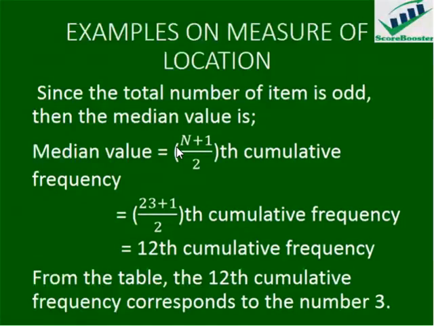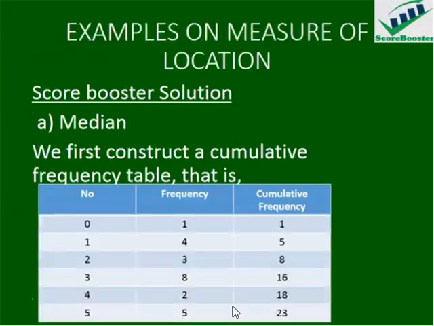So here we now use this formula. N here is the total number of items. The number of items is 23. 23 plus 1 is 24. 24 divided by 2 is 12. So we go and check the 12th cumulative frequency. So the 12th cumulative frequency is here. The greatest number here is 8, so this one, we start from 9. We start from 9 and we stop at 16.